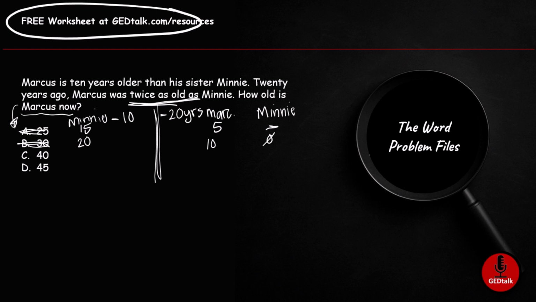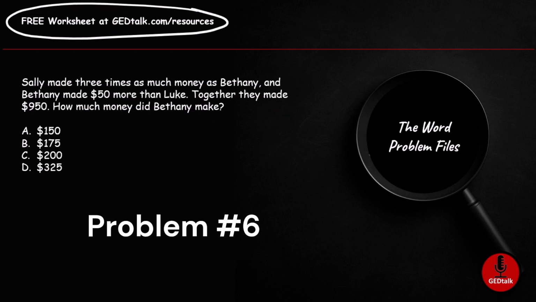C is 40. If Marcus is 40 now, that means Minnie is 30 years old. 20 years ago, Marcus would have been 20 and Minnie would have been 10. Oh, look at that. 20 is twice as old as 10. So our answer is C. Let's go ahead and finish up with this problem.